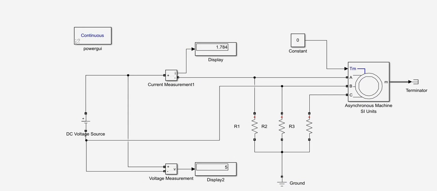We get that our IDC is 1.779, and for the VDC we get 5. From these values, we have to calculate the stator resistance R1, and then we can see it in the calculations.